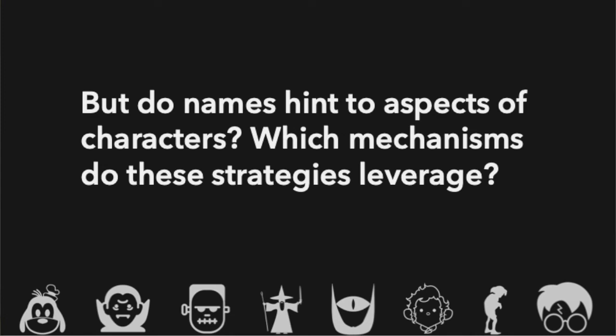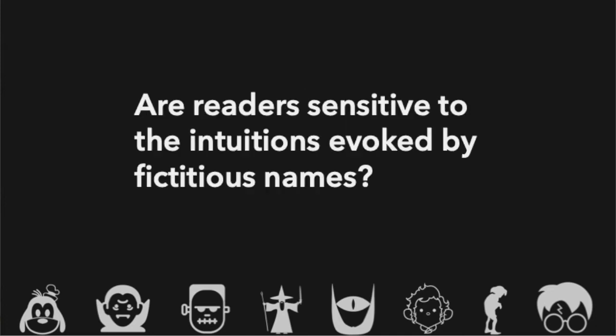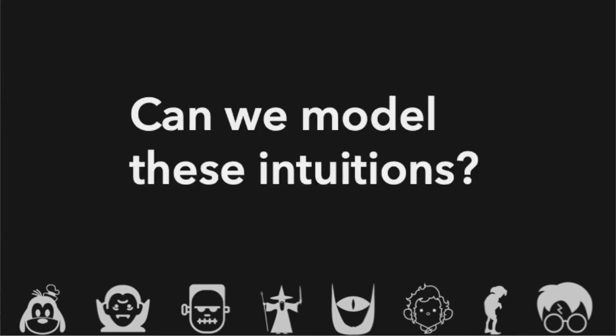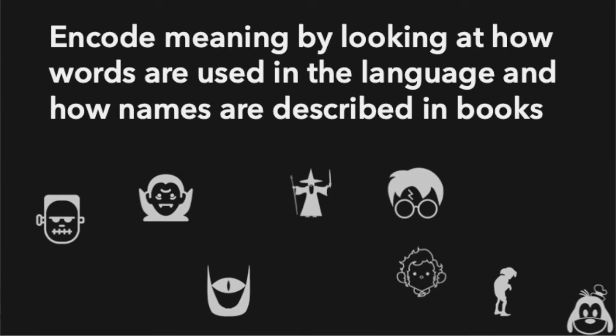So which mechanisms do such strategies leverage? And are readers sensitive to the intuitions that are evoked by fictitious names? Or are these names just completely random? And if there are systematic intuitions, can we model them?